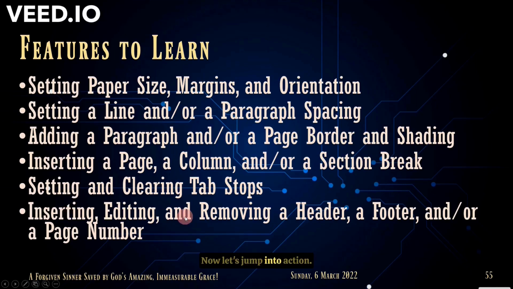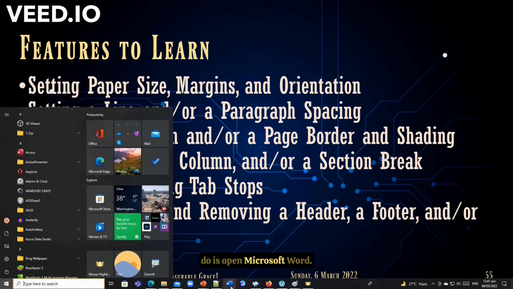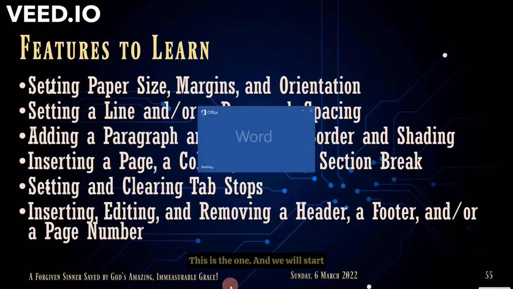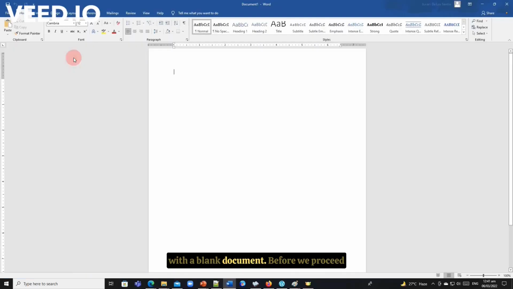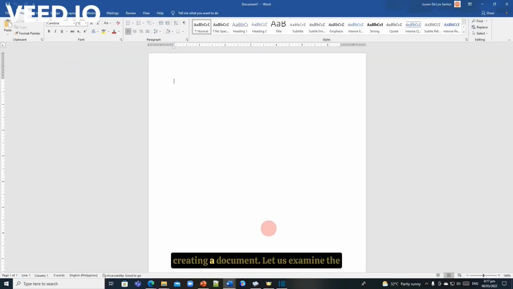Now let's jump into action. The first thing we're gonna do is open Microsoft Word. This is the one. And we will start with a blank document. Before we proceed creating a document, let us examine the composition of our Microsoft Word 2016 screen.